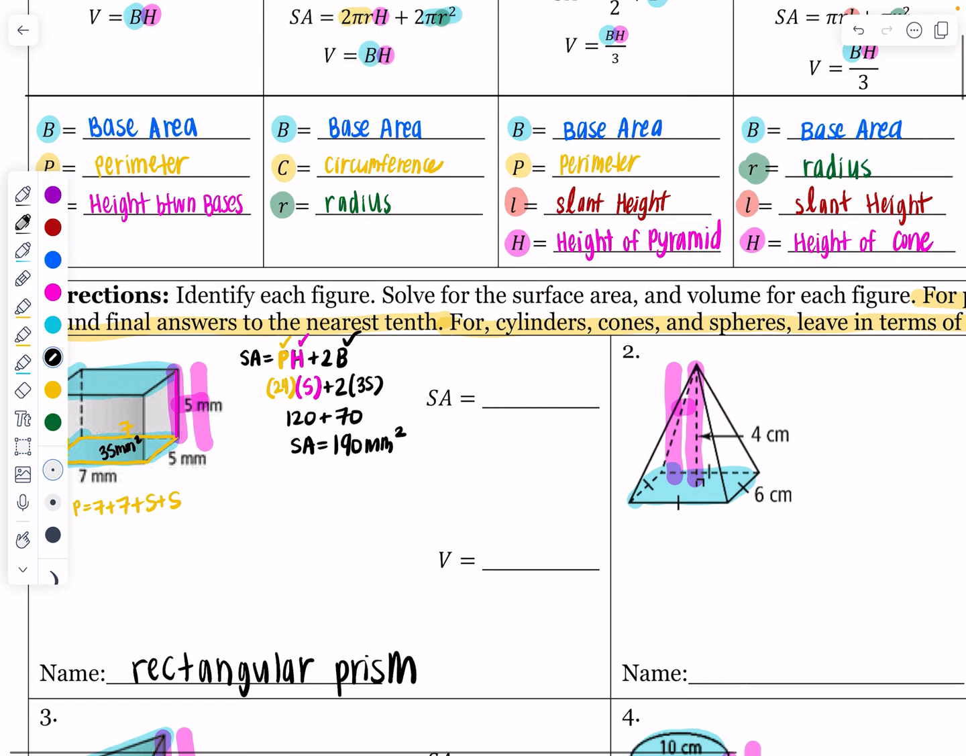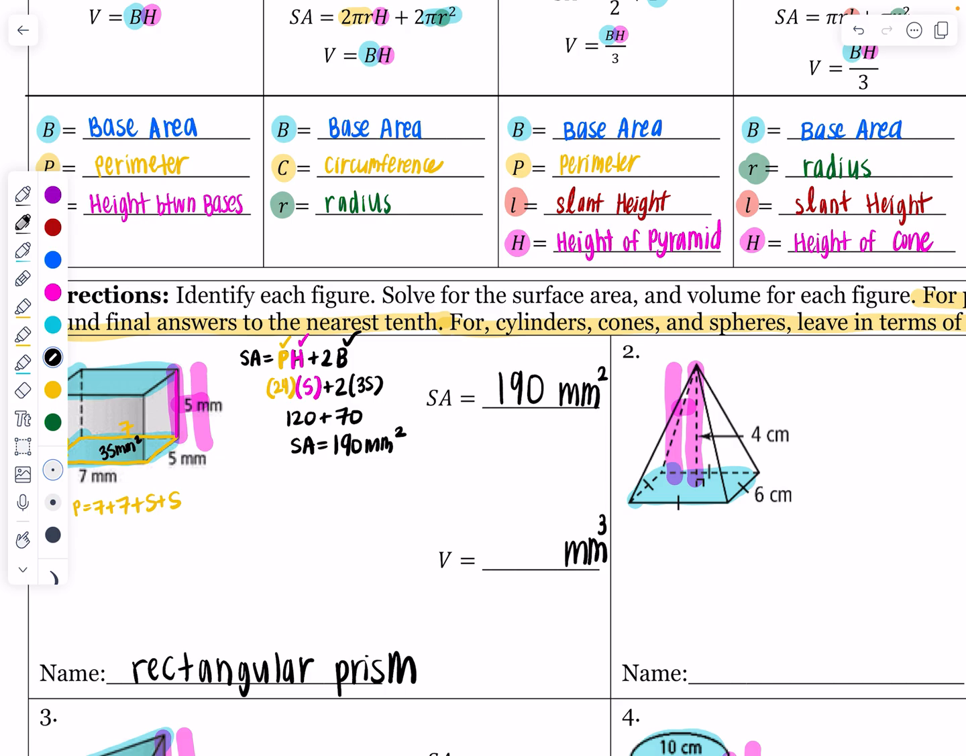And so what I would do at the very beginning is go ahead and acknowledge I didn't do this. I should have because I'm so terrible at remembering to put units. Go ahead and put your units. So we're in millimeters here. That means that surface area is going to be millimeters squared. Volume is going to be millimeters cubed. That way you don't forget.